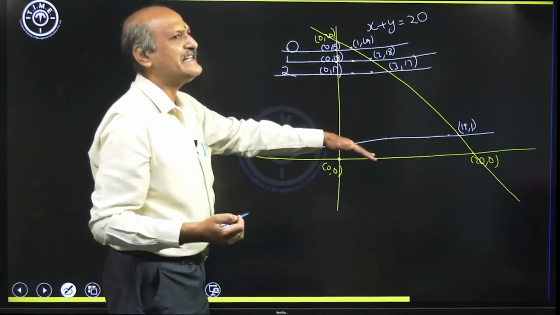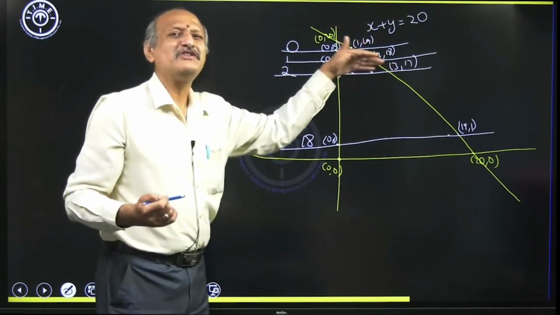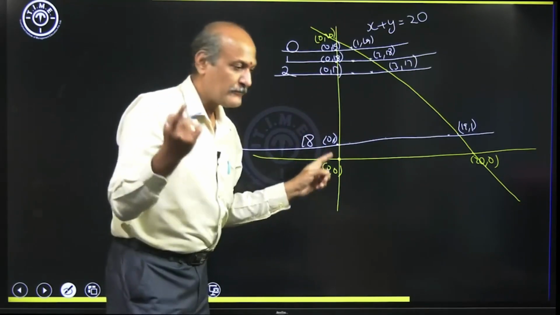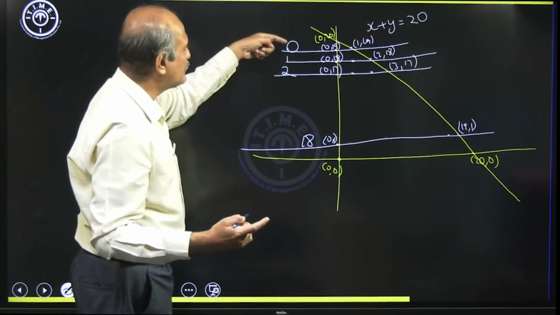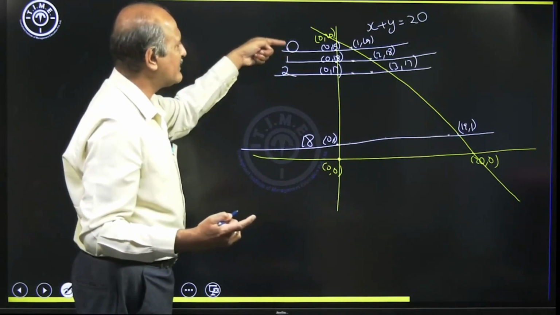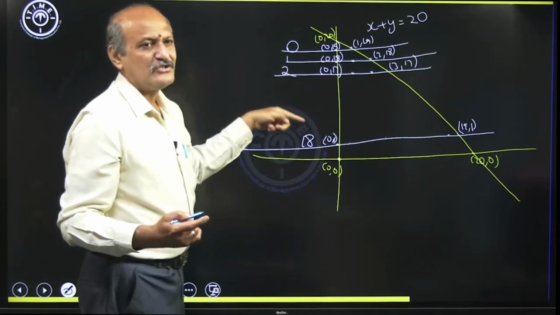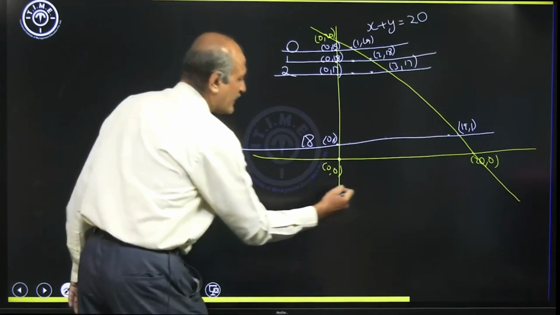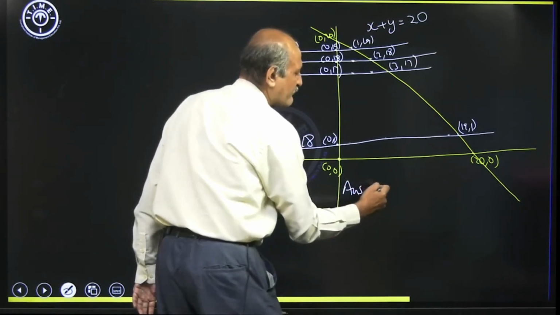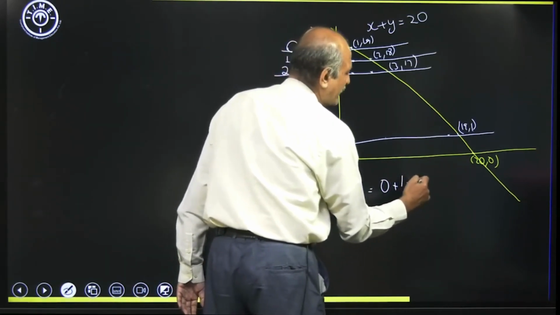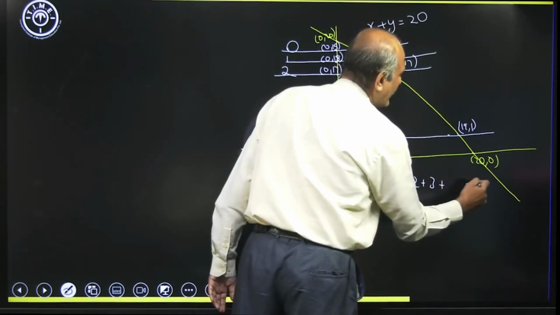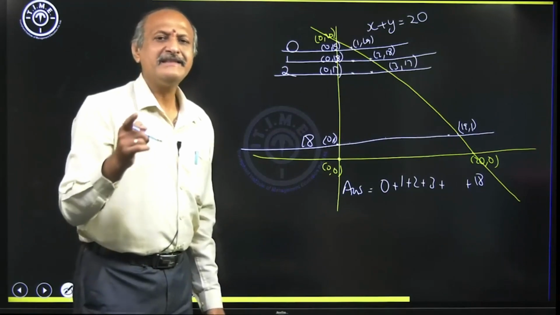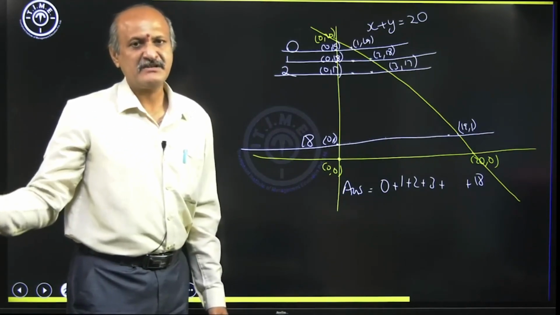On different lines the count of those points are different, but we can identify and quickly calculate. So what do we now know? There are 0 points on one line, 1 on the other, 2 on the other, 3 on the other, on up till the last number 18. So what is our answer? It is equal to 0 plus 1 plus 2 plus 3, and so on, till 18. Is it not the same as the sum of first 18 natural numbers?